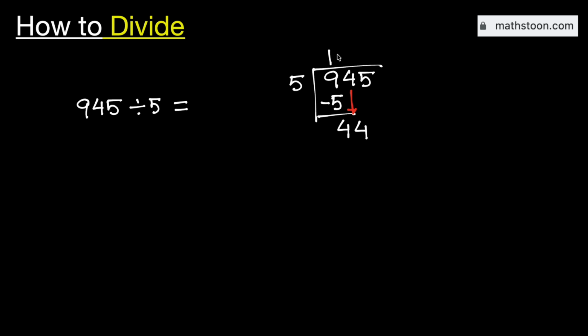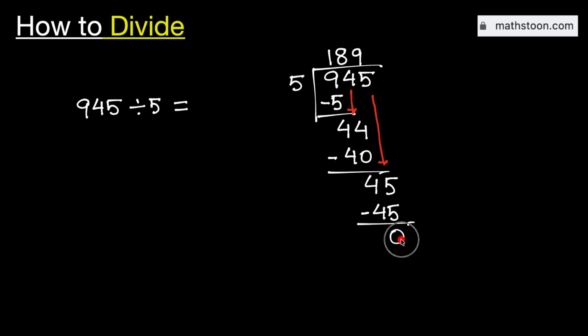And we know that 5 times 8 is 40. Subtract, we get 4. Again, this 4 is less than 5. That is why we will bring down this next adjacent 5 here. And we know that 5 times 9 is 45. Subtract, we get a 0. As we have got the remainder 0, so we will stop.